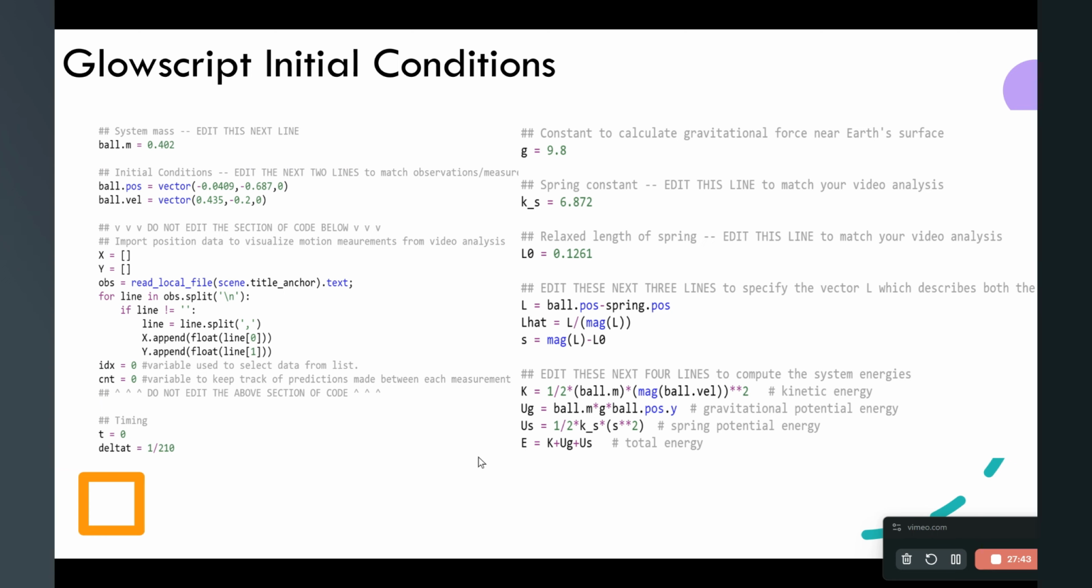The GlowScript initial conditions are the same as discussed previously: g, Ks, and L naught, and L, so we initialize the length of the spring as the position of the ball minus the position of the spring. L hat is a unit vector, so we divide L by the magnitude of L, and s, which is displacement, is just the magnitude of L minus L naught. That is how far the spring is from the relaxed length. We then initialize kinetic energy, gravitational potential energy, spring potential energy, and E as shown.